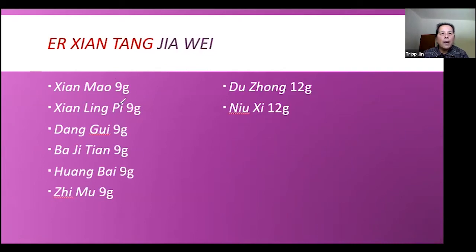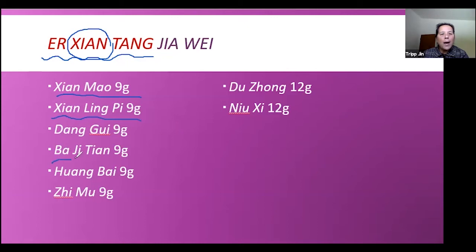The formula that works especially for these problems is Er Xian Tang. We call it Er Xian Tang because there are two herbs inside, especially Xian Mao, which tonifies kidney yang, and Xian Ling Pi, which also tonifies the kidney. That's also named Yin Yang Huo. So that tonifies kidney yang.